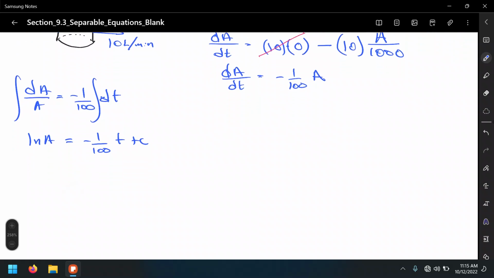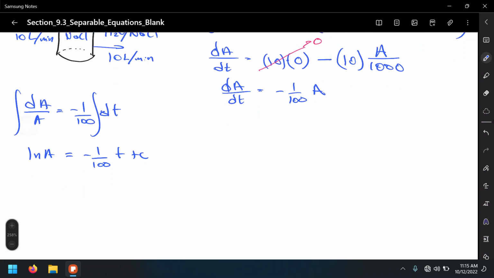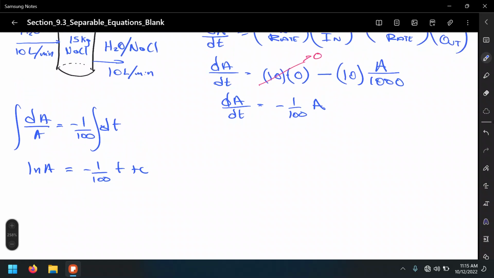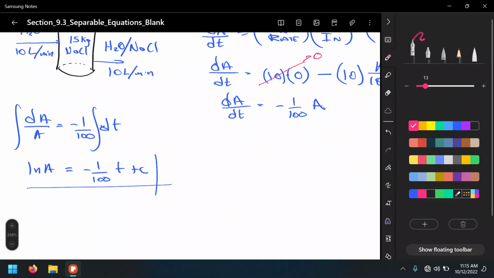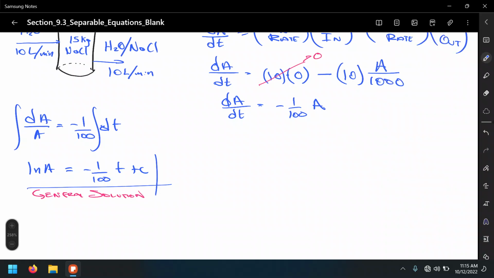All right, so let's find the value of C. To find the value of C, let's call this our general solution. We need an initial condition to get that value of C. So what would that initial condition be? Well, they're giving us information that initially we have 15 kilograms of salt.